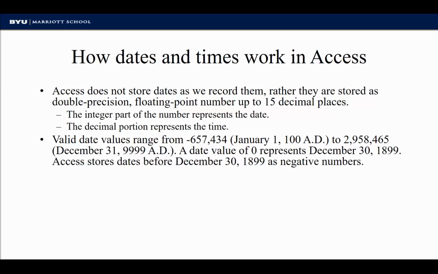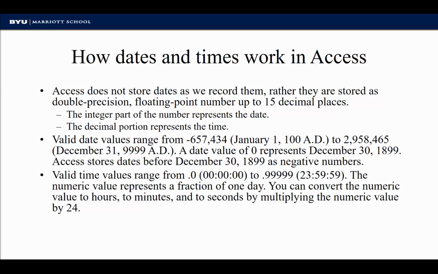It goes from negative 657,434, which equates to January 1st, 100 AD, to 2,958,465, which is December 31st, 9,999 AD. All right, a date value of 0 represents December 30th, 1899. Anything before December 30th, 1899 is a negative number. Anything after is a positive.